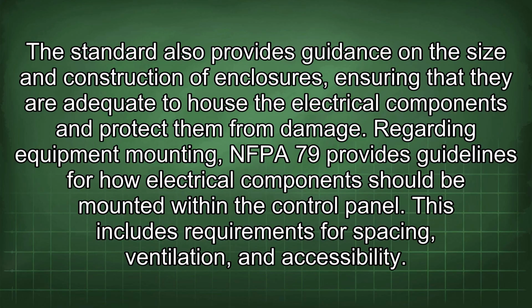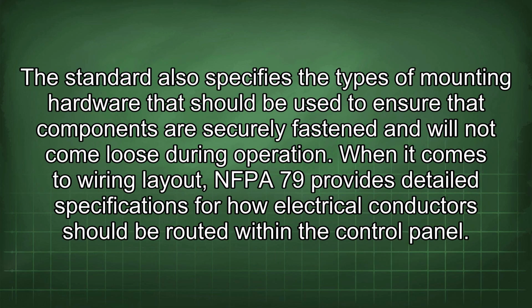Regarding equipment mounting, NFPA 79 provides guidelines for how electrical components should be mounted within the control panel. This includes requirements for spacing, ventilation, and accessibility. The standard also specifies the types of mounting hardware that should be used to ensure that components are securely fastened and will not come loose during operation.